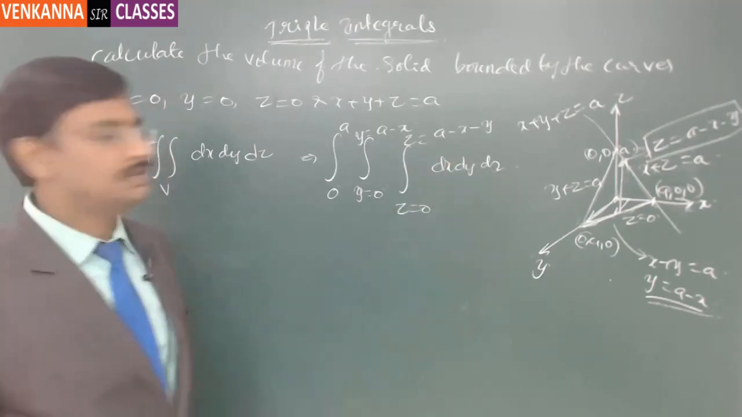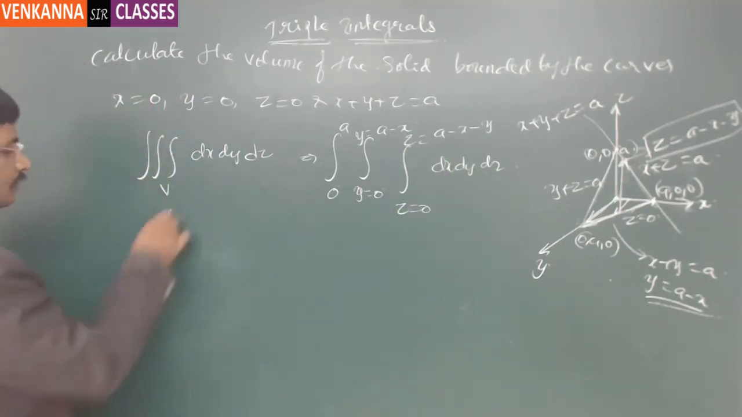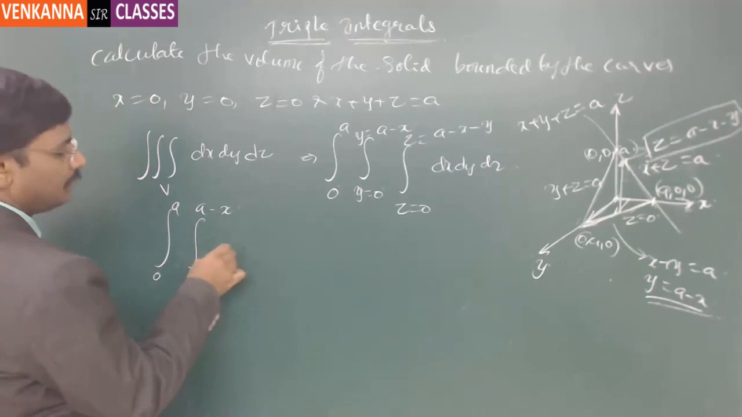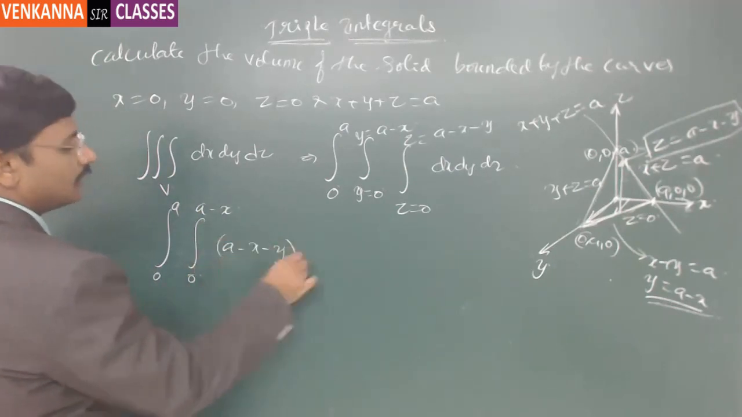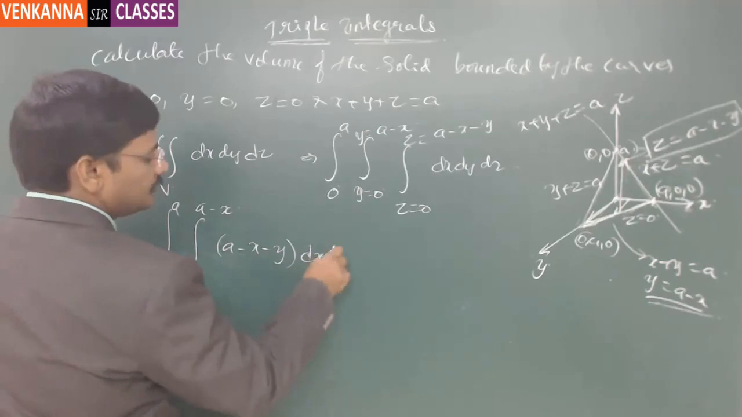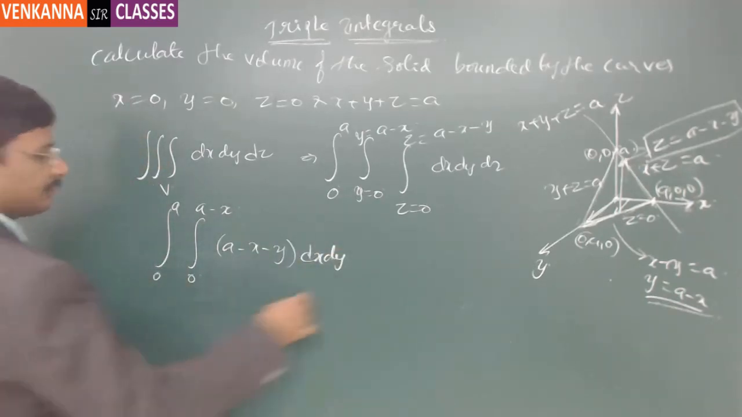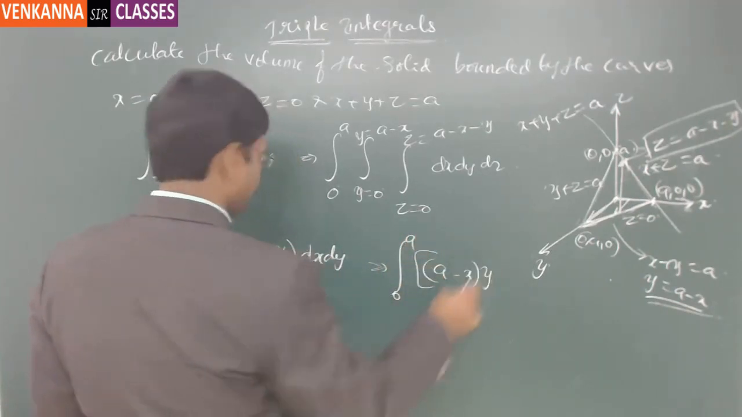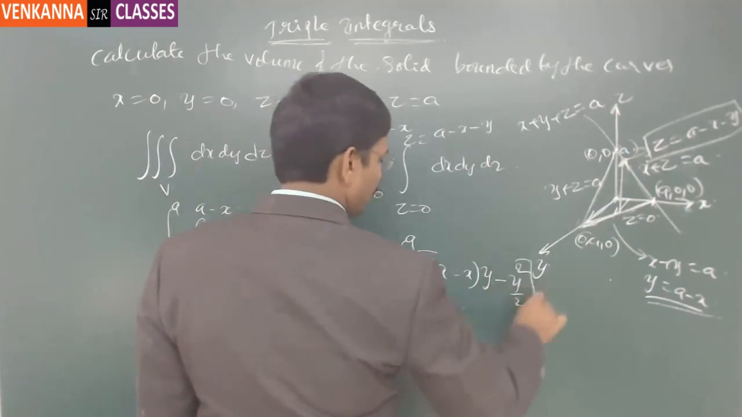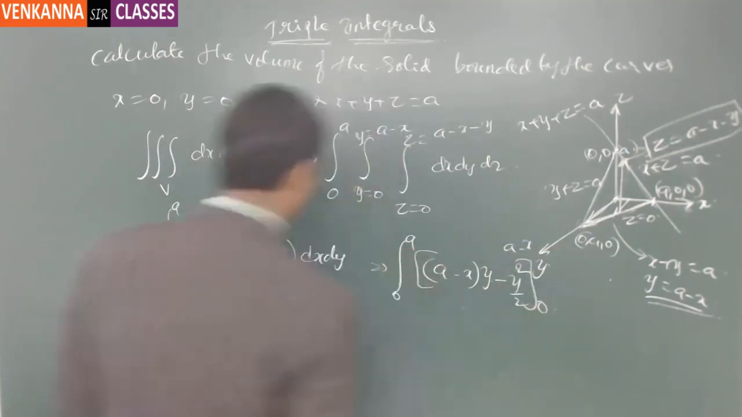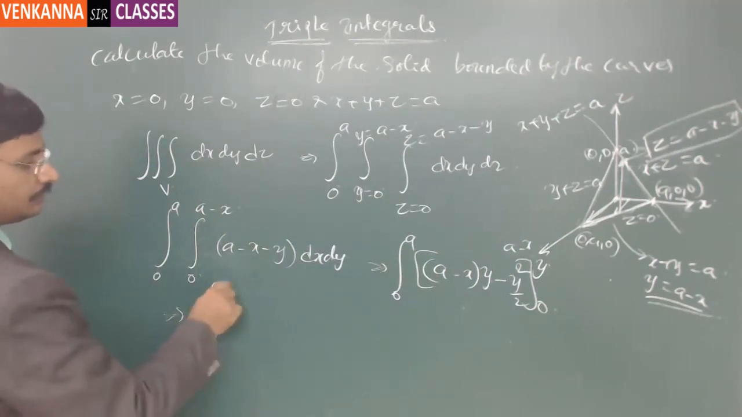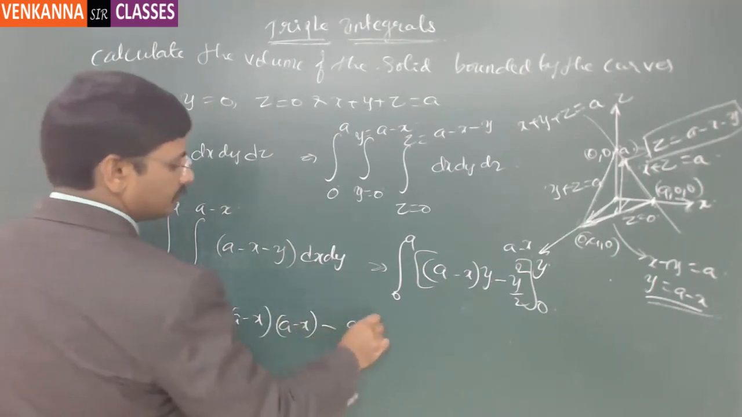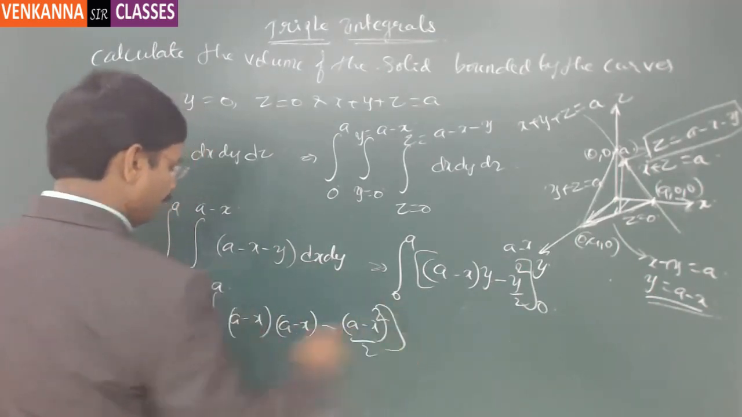Then you can do the integration with respect to z. So integral 0 to a, integral 0 to a minus x, and dz with upper limit a minus x minus y and lower limit 0, then dx dy. Then if you do the integration with respect to y, integral 0 to a, and then a minus x into y minus y square by 2, with upper limit a minus x and lower limit 0. So this will be integral 0 to a of a minus x into a minus x minus a minus x whole square by 2, into dx.